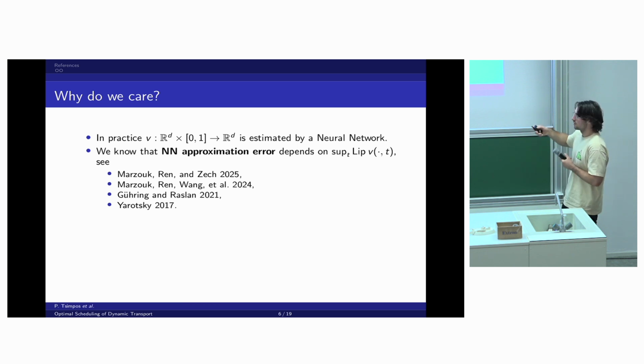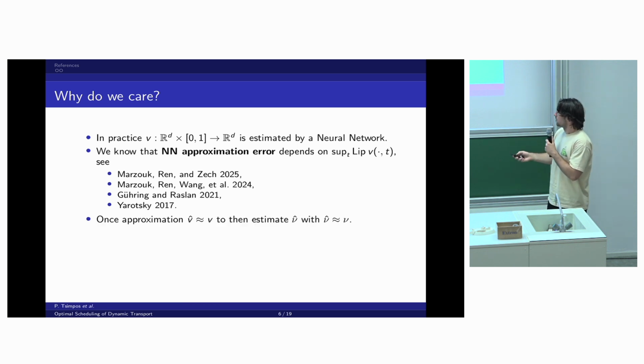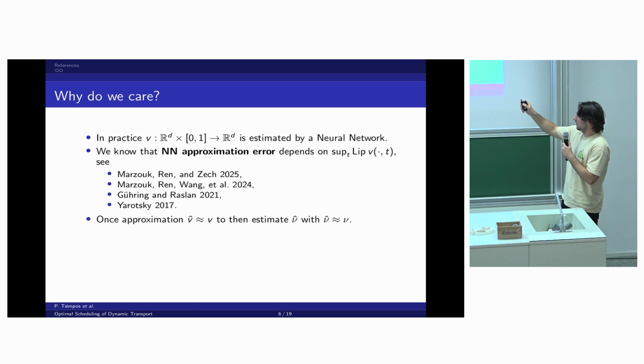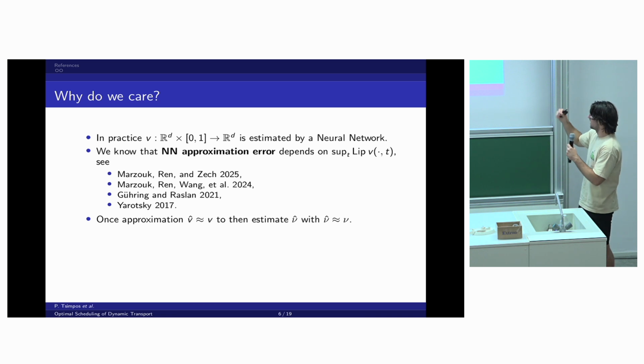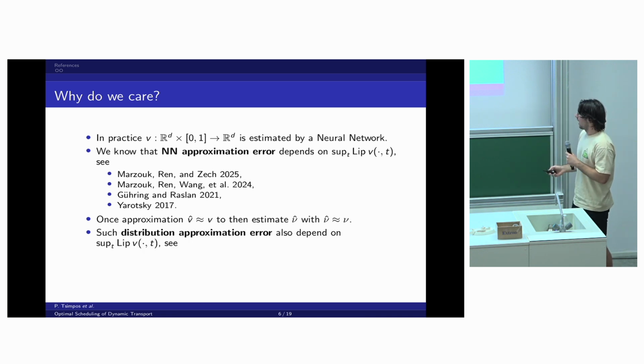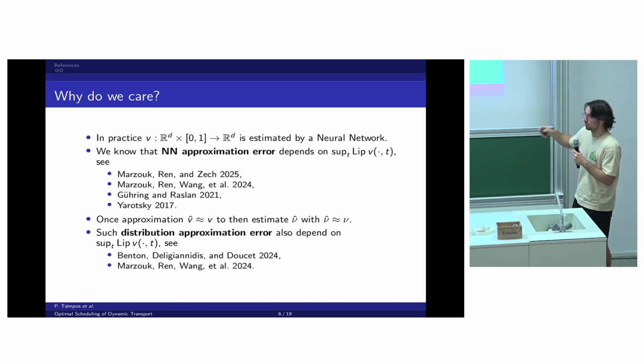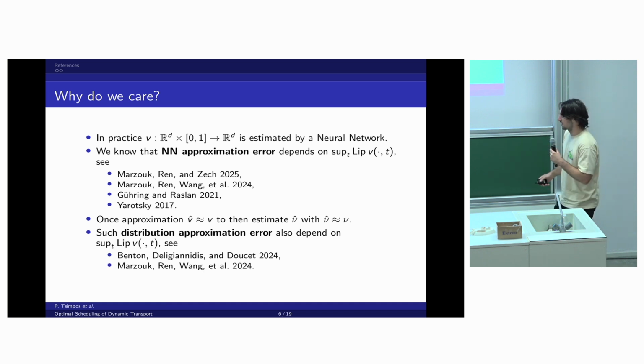There are a few references if you're interested in chasing this down. And in addition, if we approximate V by some V hat, which is reasonably close, then all of the bounds that tell us how close our estimated density nu hat, derived from V hat, is to the true density nu, all of that stuff also depends, the constants depend most of the time exponentially, on this uniform Lipschitz constant. And again, there are a bunch of references if you want to trace this down.